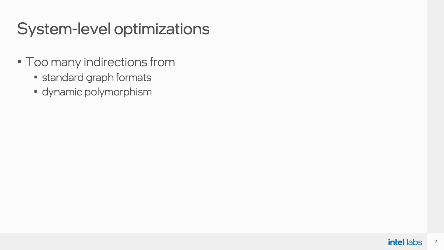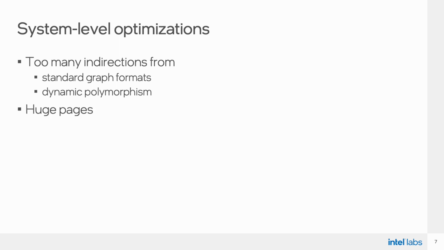First, we noticed that standard graph formats incur too many memory indirections, which slow down the search. Since the maximum out degree of the graph is a hyperparameter of the algorithm, we can encode the graph using a flat format to accelerate the search. A similar observation holds for the style of coding. Dynamic polymorphism also incurs too many indirections, and we replaced it with static polymorphism.